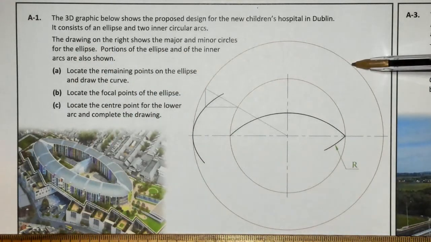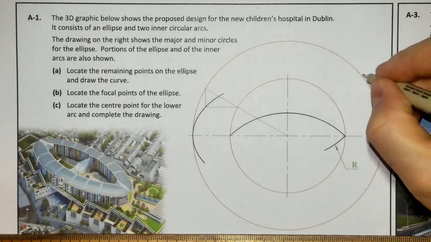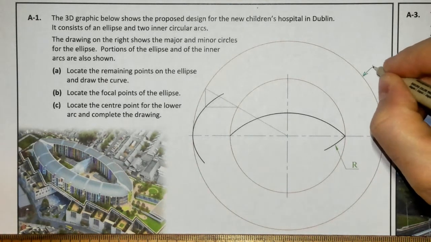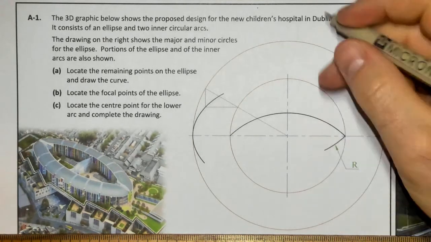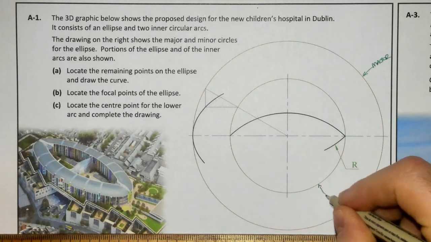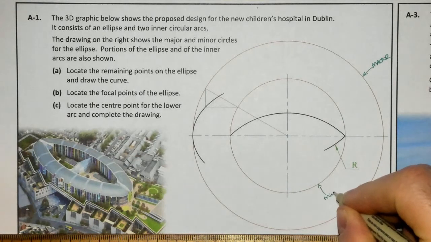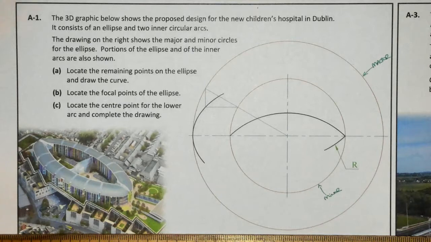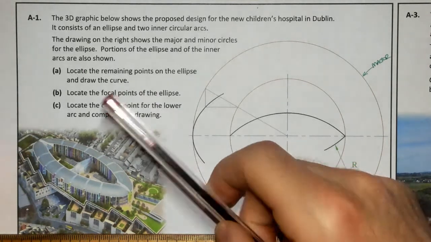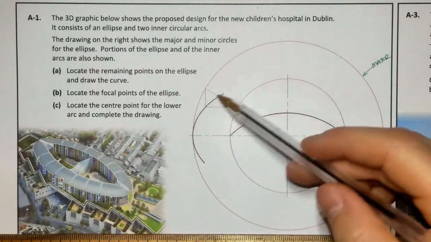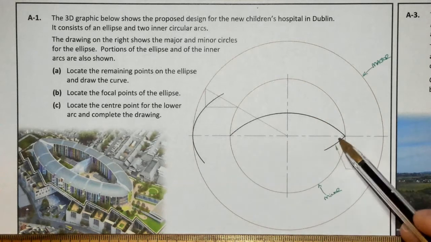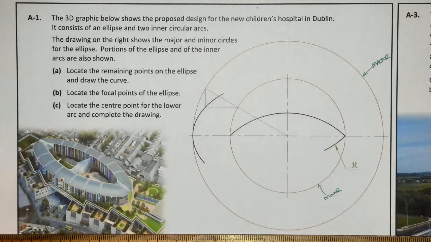So we've obviously got the large circle, which is called the major circle. Just going to identify them there. So that there is the major, and then inside here, I'll do it down here, is the minor. Okay, so major and minor circle. And it also says for the ellipse, portions of the ellipse and of the inner arcs are also shown. So we can see we've got a bit of the ellipse here, and we've got the first inner arc, and we've got the other one here, but we obviously have to find the center for it.